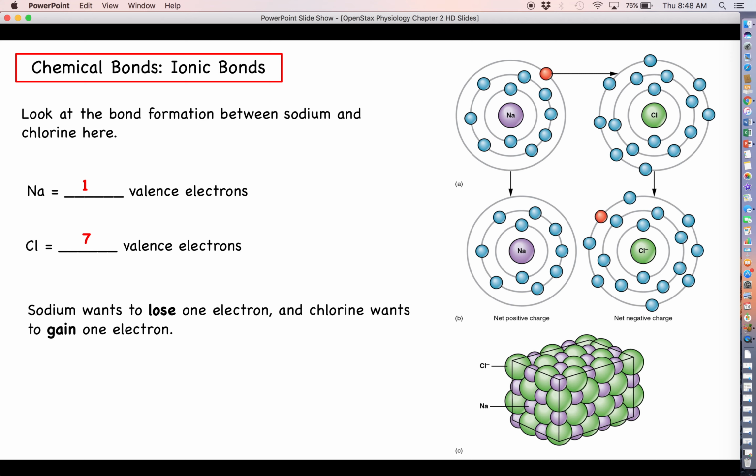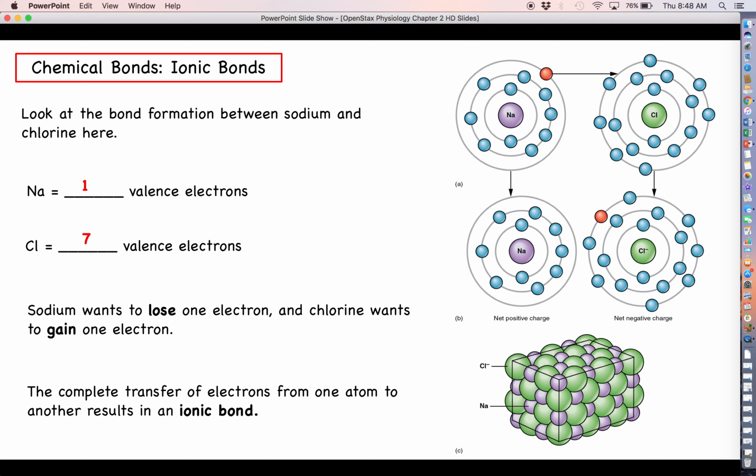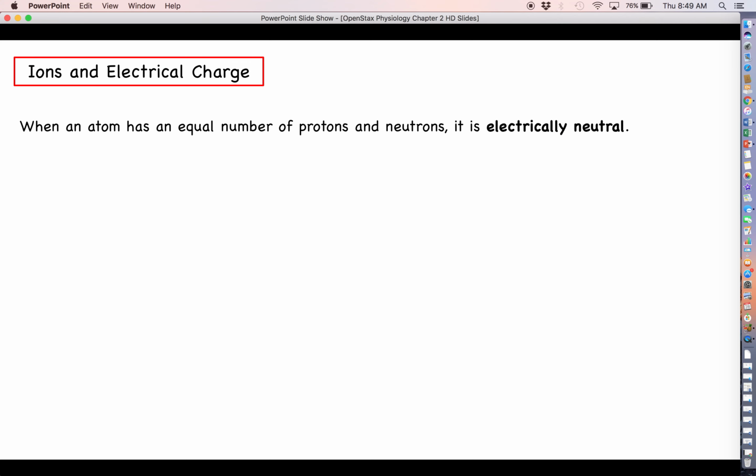Sodium is going to want to lose 1 electron, and chlorine is going to want to gain 1 electron. If you consider that these 2 atoms are about to bond with each other, this seems mutually beneficial to both. Sodium wants to lose an electron and chlorine wants to gain 1. What if we arrange it so that sodium gives its electron to chlorine? That way, everyone ends up being happy. This complete transfer of electrons from one atom to another, from sodium to chlorine in this particular example, is going to result in an ionic bond.